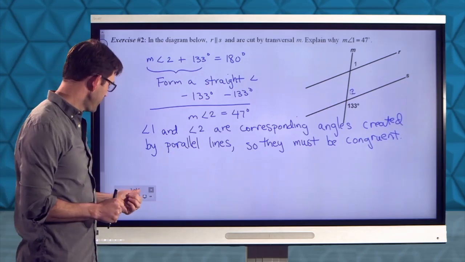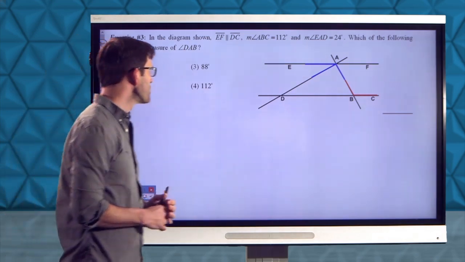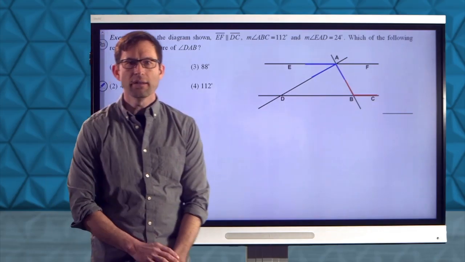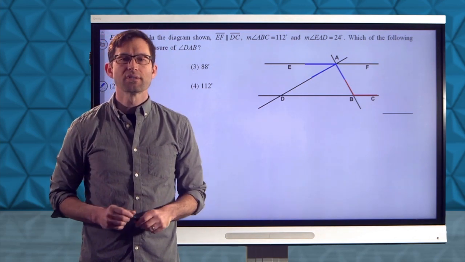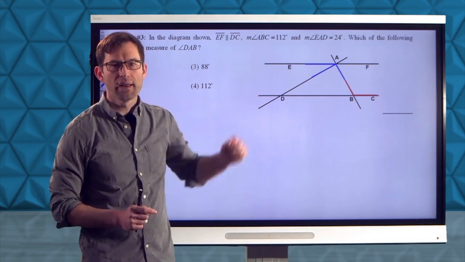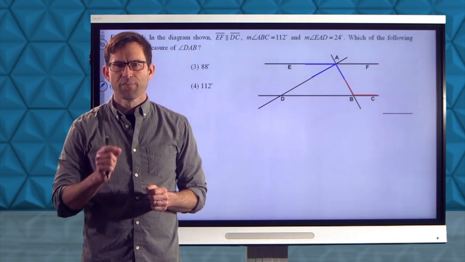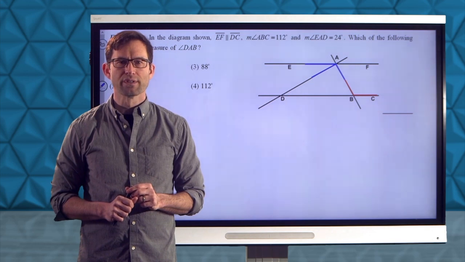All right, let's keep going. Exercise number 3. In the diagram shown, EF is parallel to DC. Measure of angle ABC is 112 degrees, and measure of angle EAD is 24 degrees. Which of the following represents the measure of angle DAB? All right, great. So what I'd like you to do is take a few moments. I've highlighted some angles in my diagram, and we'll eventually get to why I did that. But I'd like you to take a few moments and see if you can figure out the correct multiple choice answer to this problem.